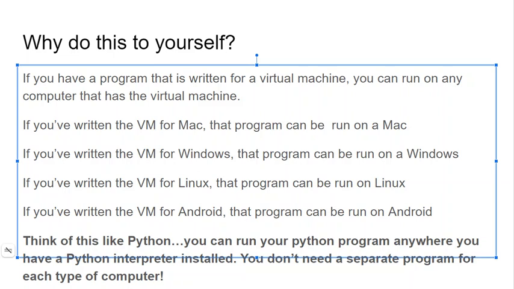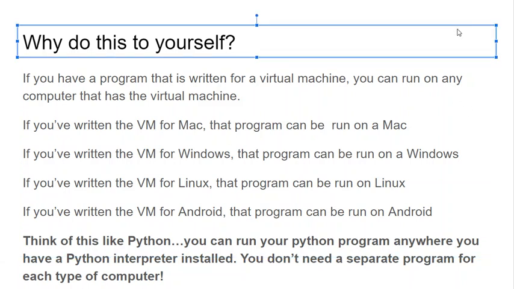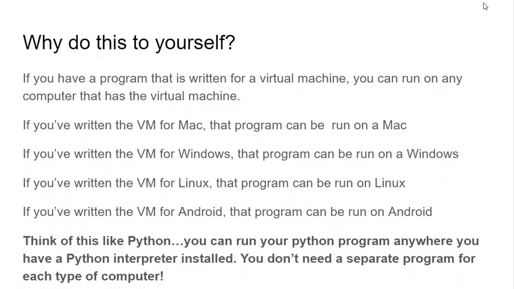You can take that program and run it on any type of computer that has that virtual machine program implemented. So you could think about it like Java, like you can take your Java program and run it on any machine that has the Java virtual machine installed. You can take your Python program and run it on any machine that has the Python interpreter installed. So with a virtual machine, you get to write your program once and run it anywhere that virtual machine has been implemented.